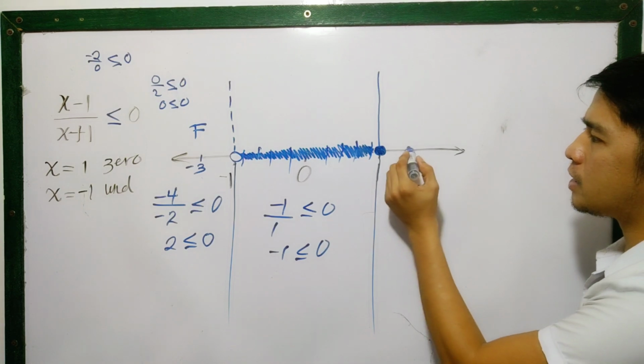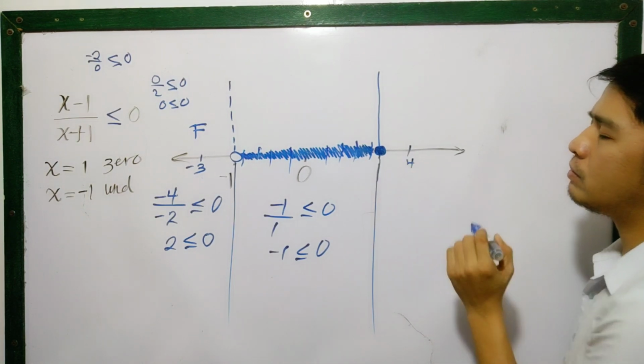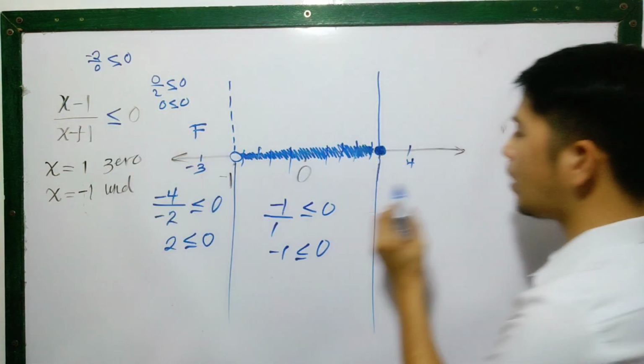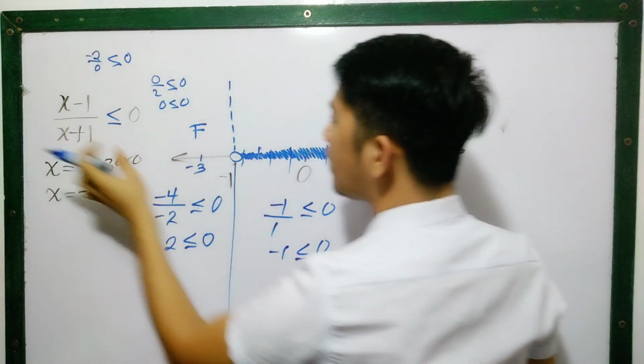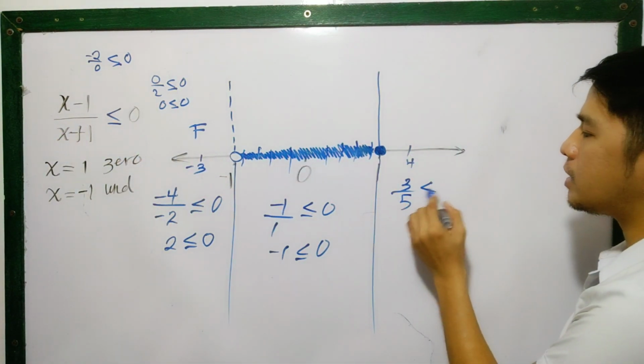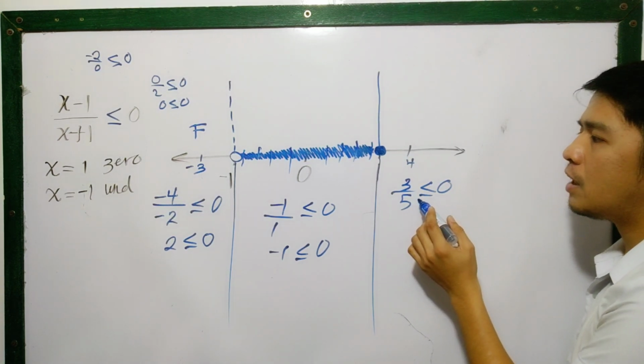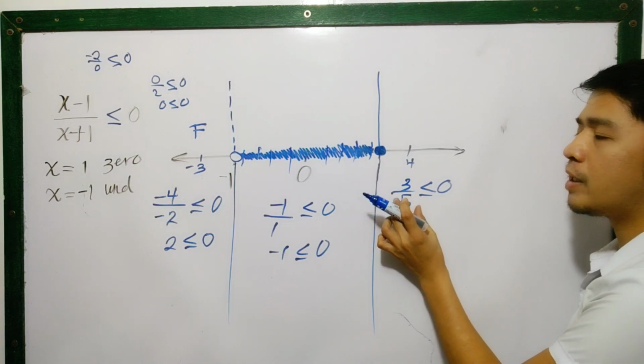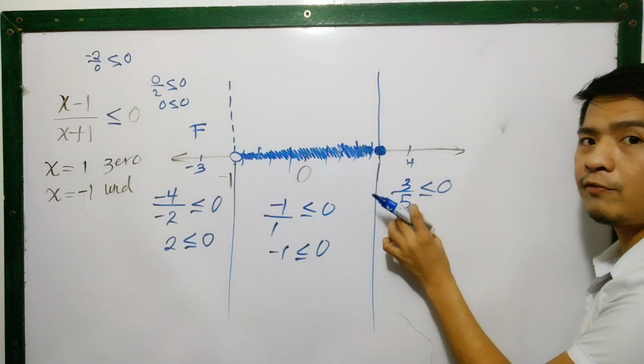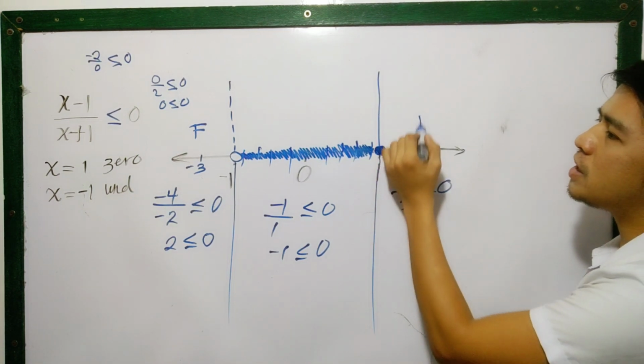When x is, let's say, positive 4, no? When x is 4, 4 minus 1 is 3. 4 plus 1 is 5. Is this less than or equal to 0? So, this is false, because 3 over 5 is higher than 0, right? So, this is not included.